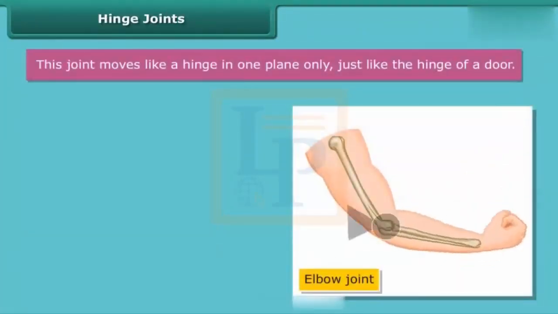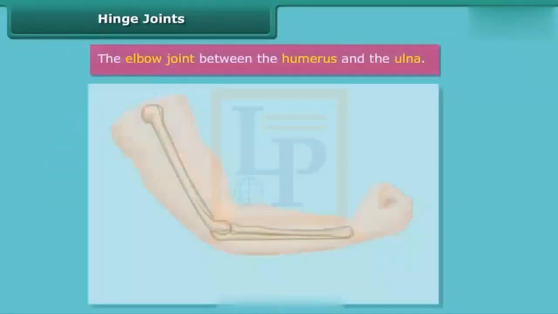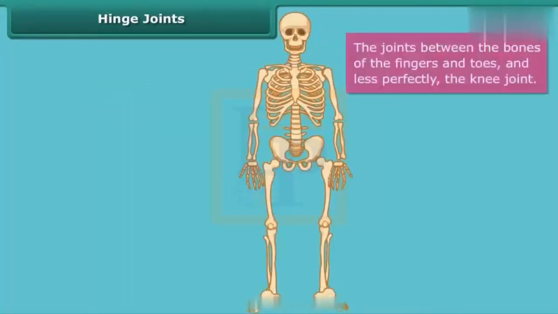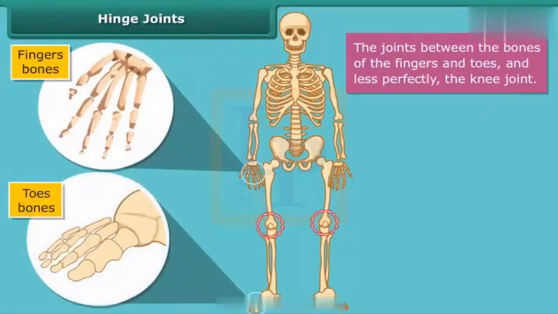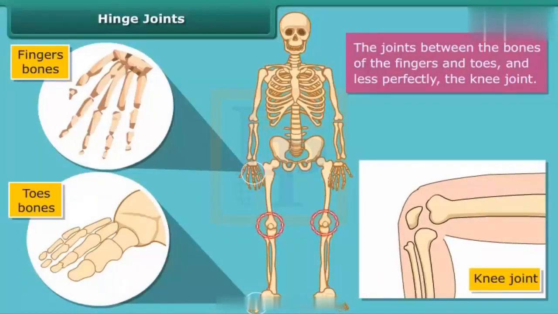Hinge joints. This joint moves like a hinge, in one plane only, just like the hinge of a door. An example is the elbow joint between the humerus and the ulna. The joints between the bones of the fingers and toes, and less perfectly, the knee joint, are hinge joints. Hinge joints usually give sufficient power because there is less danger of twisting at the joint.